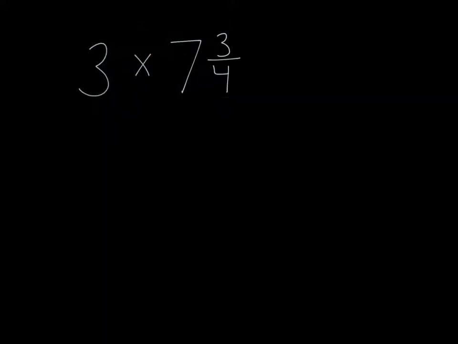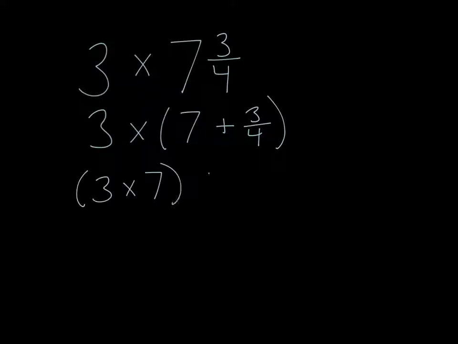Now we have a new example. Here we have 3 times 7 and 3/4. So I can separate my 7 and 3/4 as 7 plus 3/4, and I'm multiplying 3 times that. So this is why we call it the distributive property, because I'm taking the number of equal groups and I'm distributing it out to the 7 and to the 3/4. So I'm going to rewrite this number sentence as 3 times 7 plus 3 times 3/4, which is just like we've done on the previous slides.